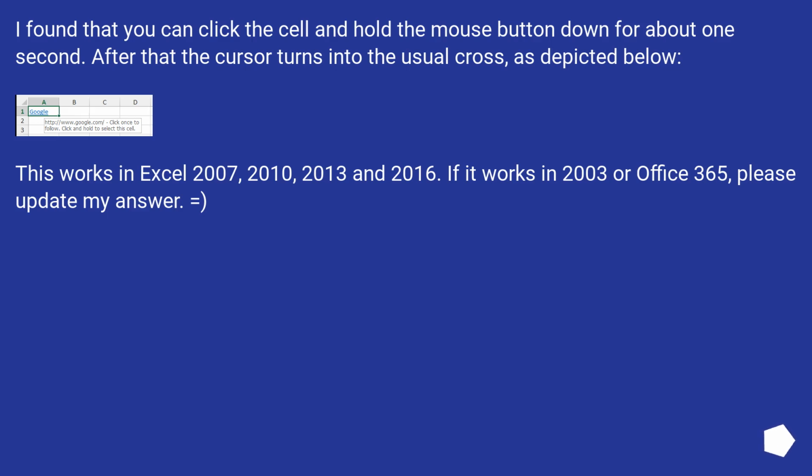I found that you can click the cell and hold the mouse button down for about 1 second. After that, the cursor turns into the usual cross, as depicted below. This works in Excel 2007, 2010, 2013 and 2016. If it works in 2003 or Office 365, please update my answer.